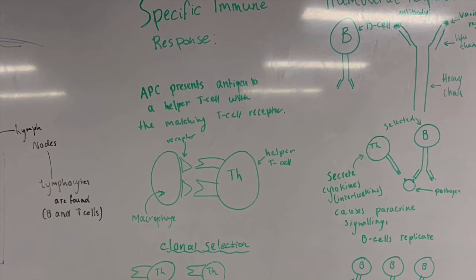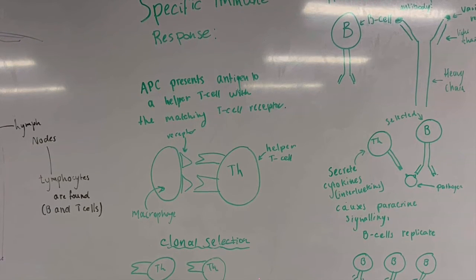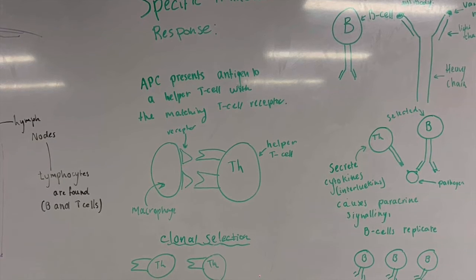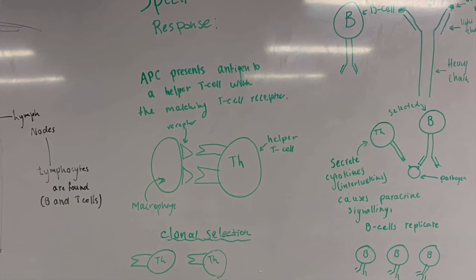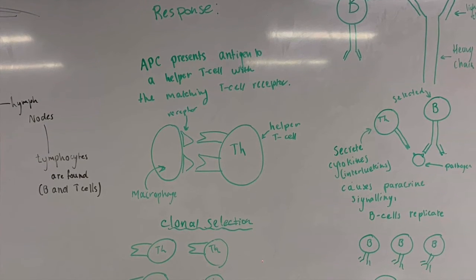If, for example, you get a cut and your skin breaks, allowing pathogens to enter into your living tissues, an antigen-presenting cell which has MHC2 markers on it, for example, a macrophage, will then transport the pathogen to the lymph node.